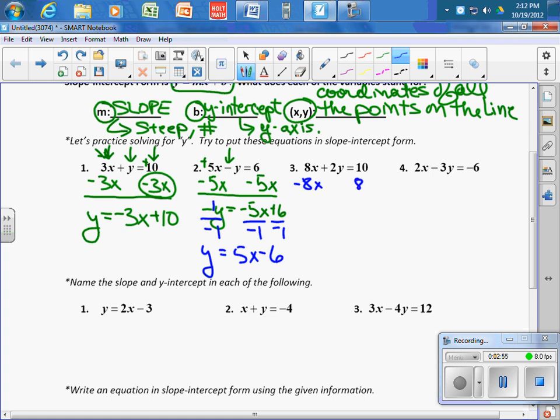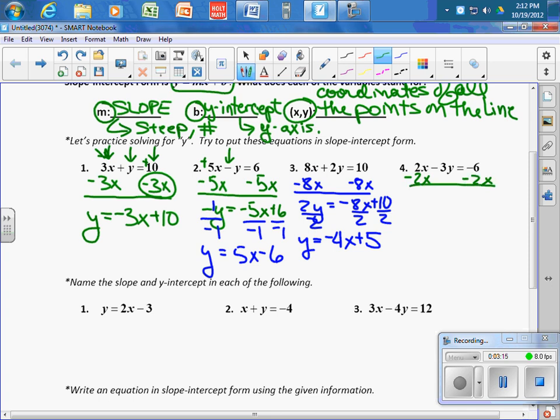Subtract 8x from both sides in number 3. It gets you 2y is equal to negative 8x plus 10. Dividing everything by 2, y is equal to negative 4x plus 5. And in number 4, you're going to subtract 2x from both sides. Again, that 2x is positive, so you need to subtract it in order to get it across the equal sign. Leaves you with negative 3y is equal to negative 2x minus 6. Now, to get the y by itself, we're going to divide by its coefficient, negative 3. Gives you y is equal to 2x over 3 plus 3.